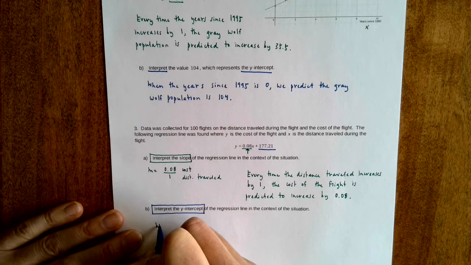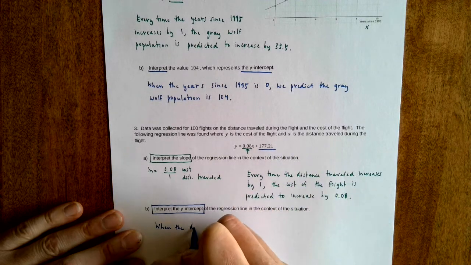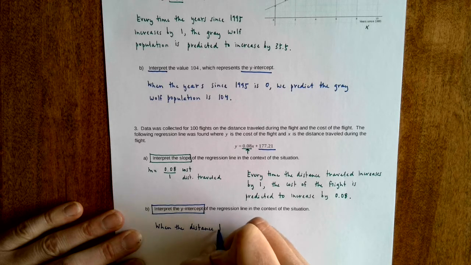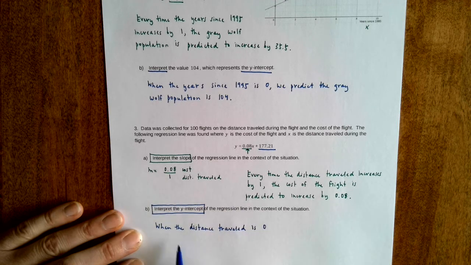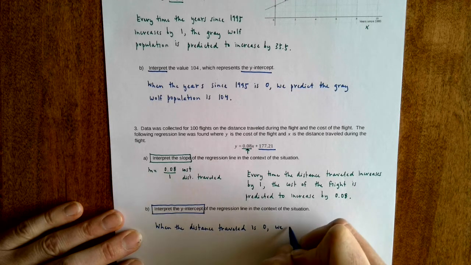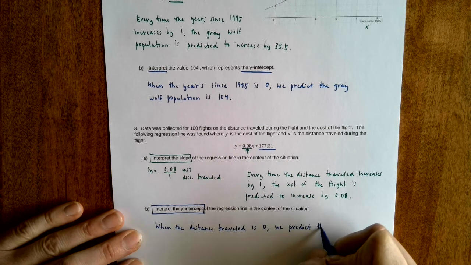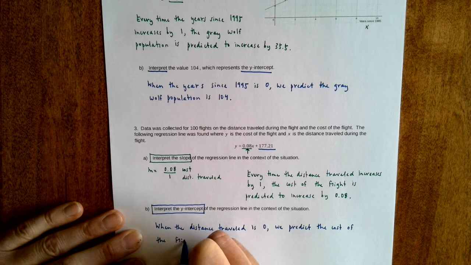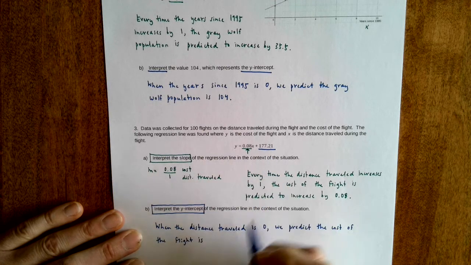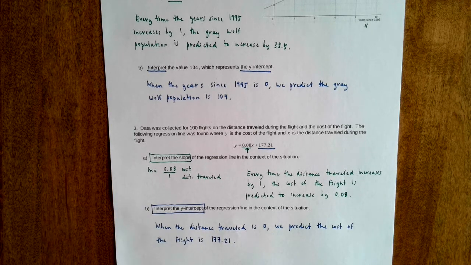So my sentence starts when the x variable, again, distance traveled, and with the y-intercept, we always say when the x variable is 0. When the distance traveled is 0, we predict the y variable, the cost of the flight, is, and then we put in that y-intercept, 177.21. So that's how we interpret slope and y-intercept in context.